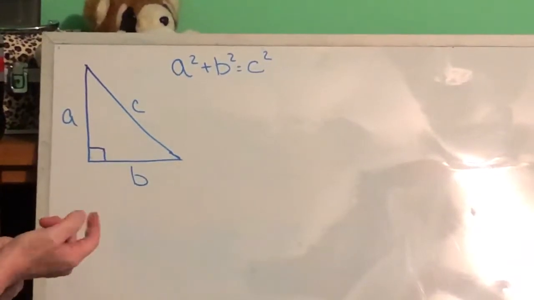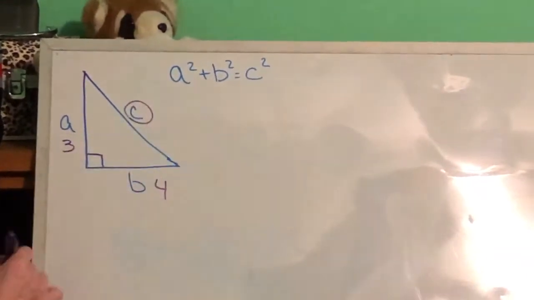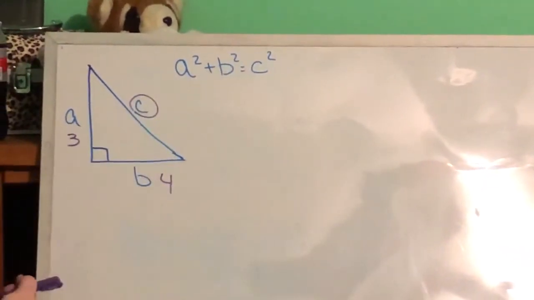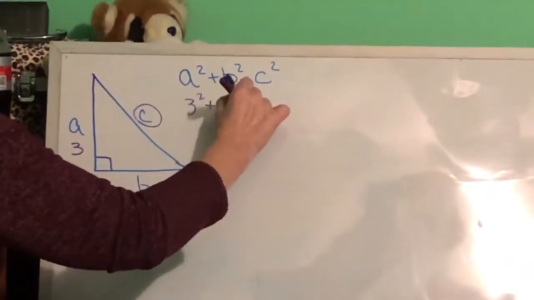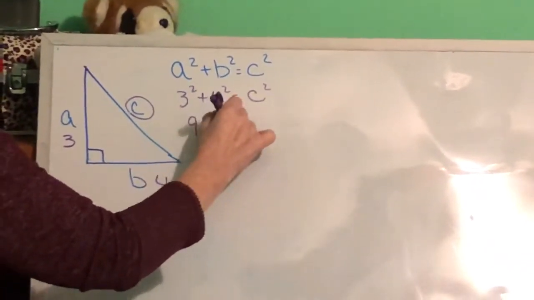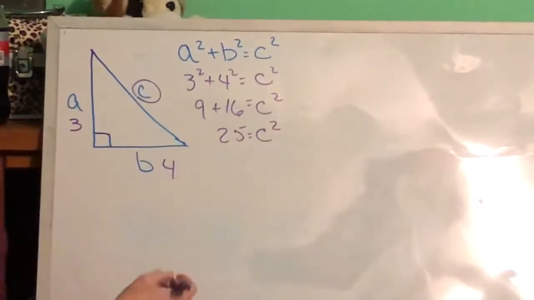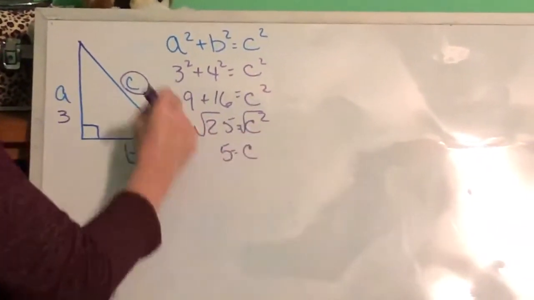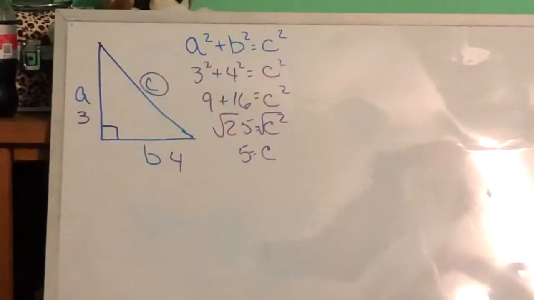Let's assume that I know that A is 3 and B is 4, and I want to find what C is. First, I'm going to write my formula. Since C is what I'm looking for, I want it to be equal to C. Okay, so we're going to put in our numbers. 3 squared plus 4 squared is equal to C squared. This gives us 9 plus 16 is equal to C squared, or 25 equals C squared. In order to solve here, we need to take the square root of both sides, getting 5 is equal to C. All right, and I can double check it then. 3 squared plus 4 squared is equal to 5 squared up here.